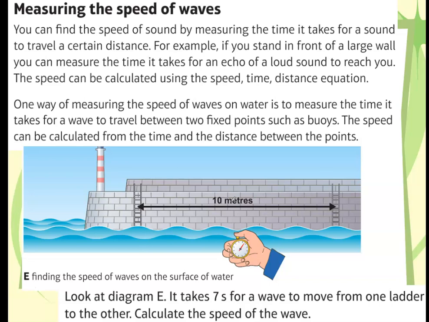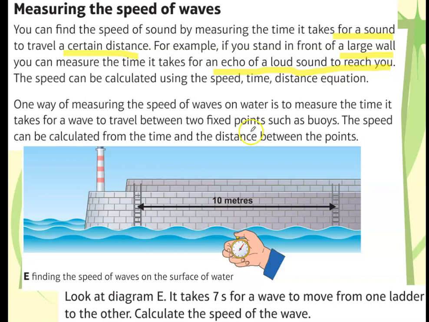Lastly, just to finish, how do you measure the speed of waves? You can find the speed of sound by measuring the time it takes for sound to travel a specific distance. So if you stand in front of a large wall, you can measure the time it takes for an echo of a loud sound to reach you. So you measure the distance between you and the wall, and then you measure the time it takes for the echo to come back, and then speed is distance divided by time.